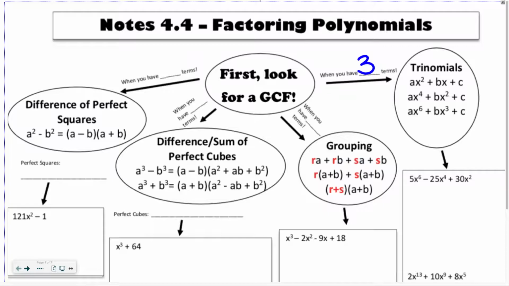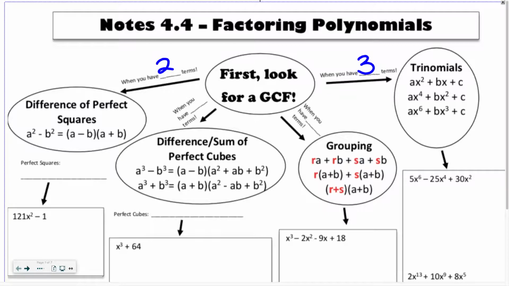What did you say for difference of perfect squares? How many terms would you have in the original polynomial? Any groups put any numbers out there? Here's the factored side. Here's the polynomial. How many terms does it have? 2. So if you have 2 terms, you might check for difference of perfect squares. Are all of the parts of the terms perfect squares?